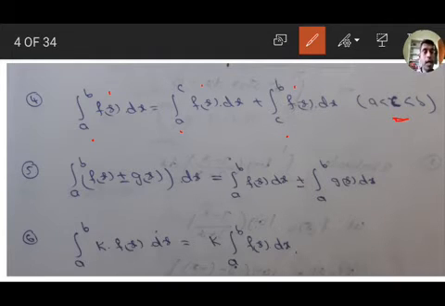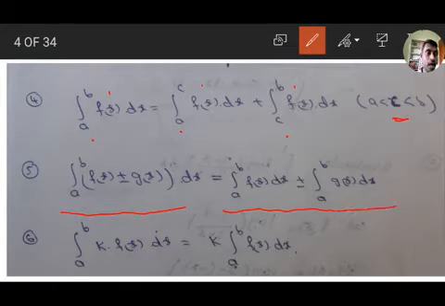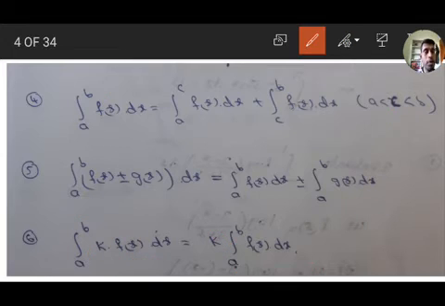Next, fifth property: integration a to b of f of x plus or minus g of x dx equals integration a to b f of x dx plus or minus integration a to b g of x dx. The integral of a sum of two functions is the sum of the individual integrals, and if it is a subtraction, it becomes a subtraction. The same holds for the sum of three functions. Next, sixth property: integration a to b k times f of x dx equals k times integration a to b f of x dx, where k is the coefficient taken outside.